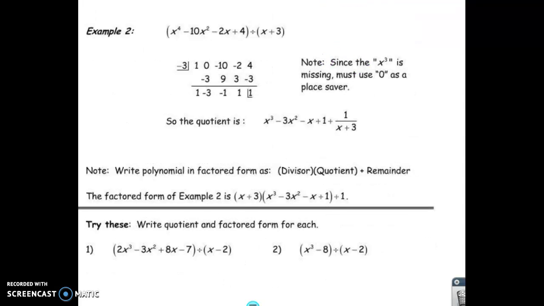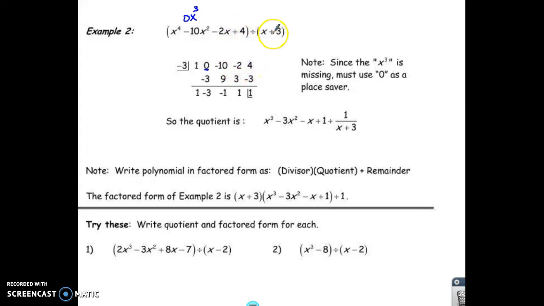Again, notice what's happening here. We have to make sure it's in descending order: 1, 0, 3. It doesn't have an x cubed, so we have to use a 0x cubed. And notice the placeholder right there. Then we have our -10, a -2, and then our 4.